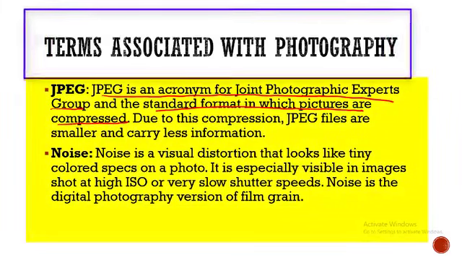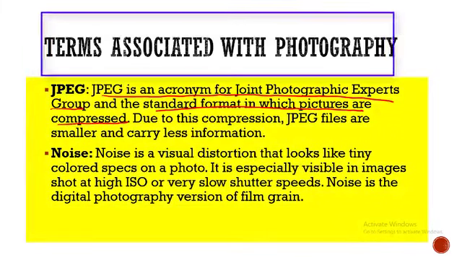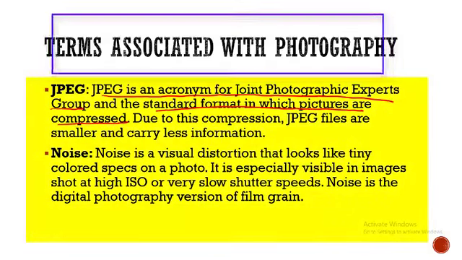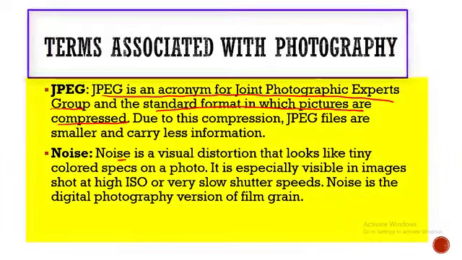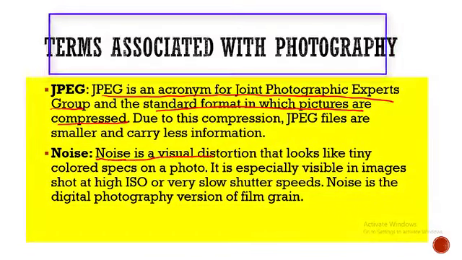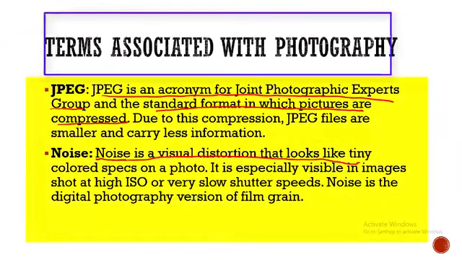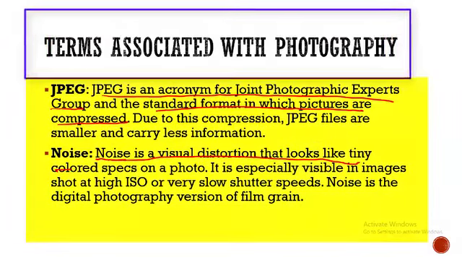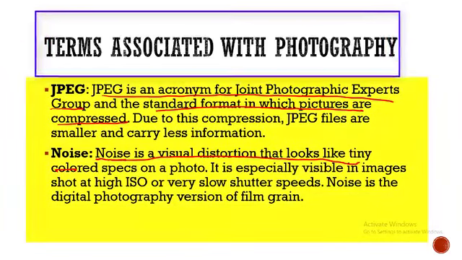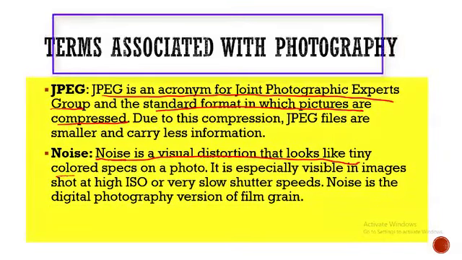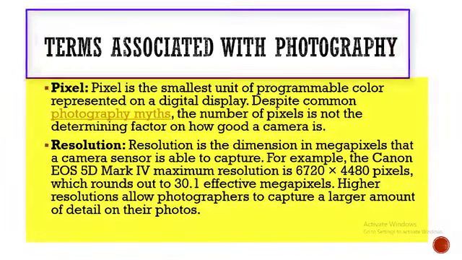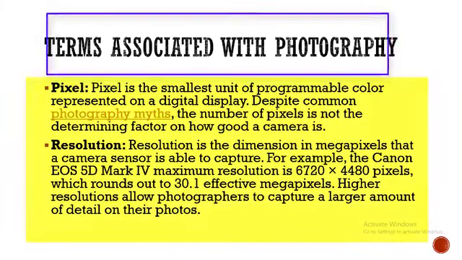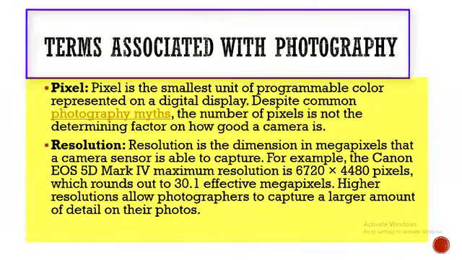So there's also what we call noise. Noise is a visual distortion that affects the colored specks on a photo. So it's important to get rid of the noise so that it doesn't damage the picture. Then we have what you call the pixel. The pixel is the smallest unit of programmable color.